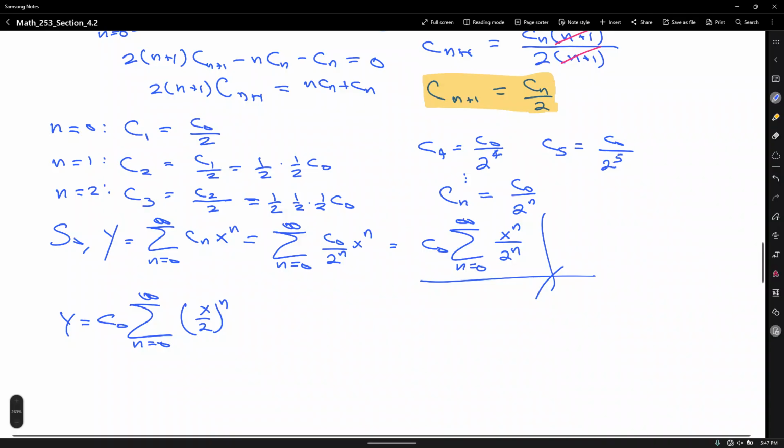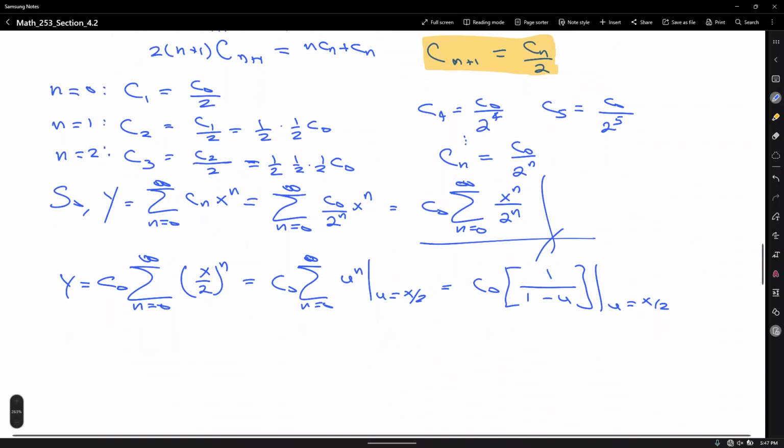Geometric, right? This is a geometric series, c sub 0 sigma n equals 0 to infinity of u to the n, where u equals x over 2. That is c sub 0 times 1 over 1 minus u, where u equals x over 2. All right? And we're done. We're pretty much done. That is c sub 0 times 1 over 1 minus x over 2, and multiply numerator and denominator by 2 to clear the complex fractions.